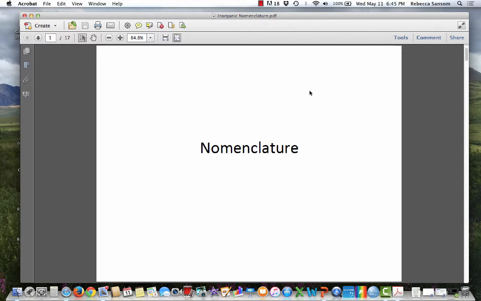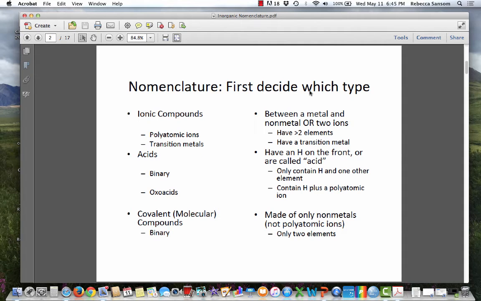Okay, we're going to talk now about inorganic nomenclature. We're going to talk about ionic compounds, covalent compounds, and acids. So, to begin, the very first thing you need to do when you're naming something is decide which type of thing you're dealing with. We're going to have ionic compounds, acids, and covalent or molecular compounds to work with.